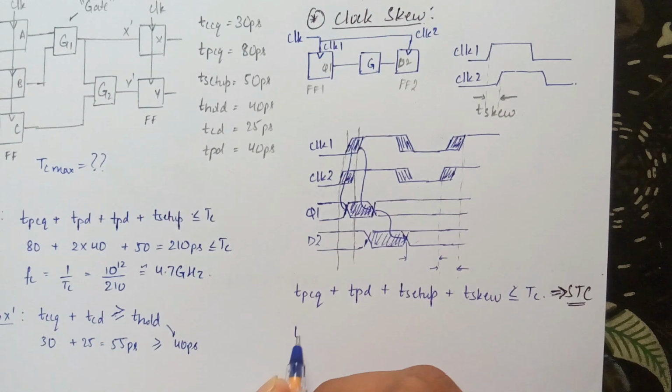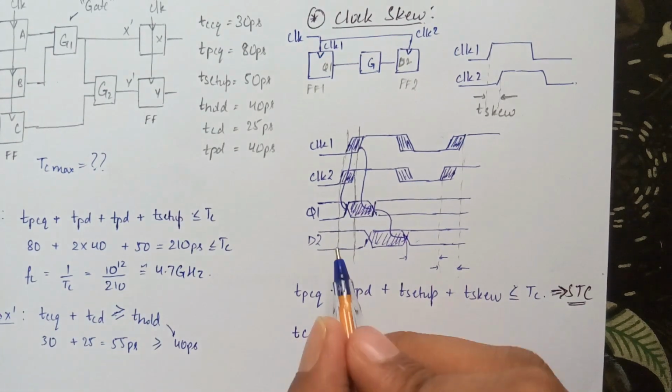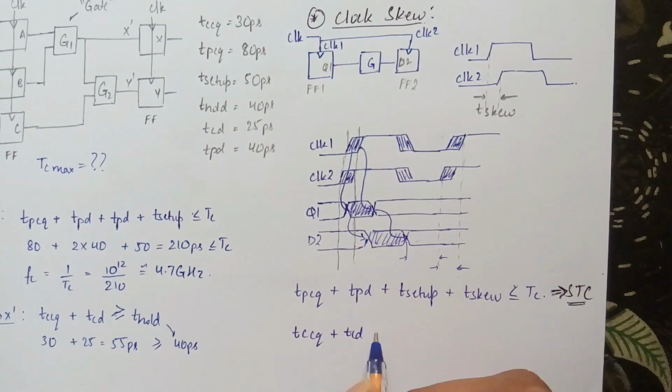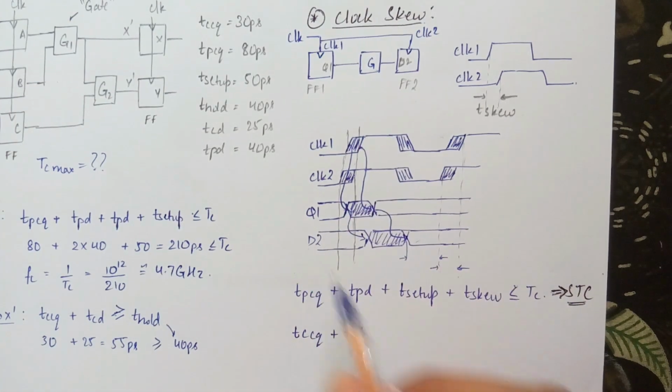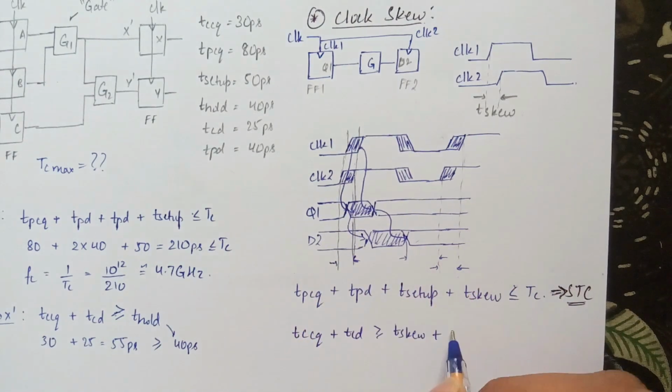Now for the hold time constraint, in the worst case, the clock to output contamination delay of flip-flop 1 plus the contamination delay of the gate, or we can say the combinational circuit, must be greater than the skew time plus the hold time. So these are the two final constraints on a digital synchronous sequential circuit with clock skew included.